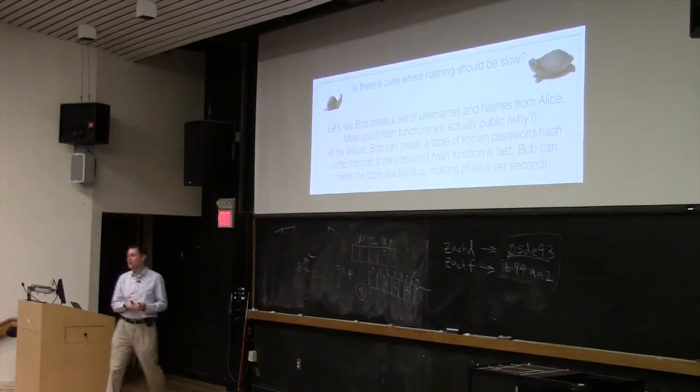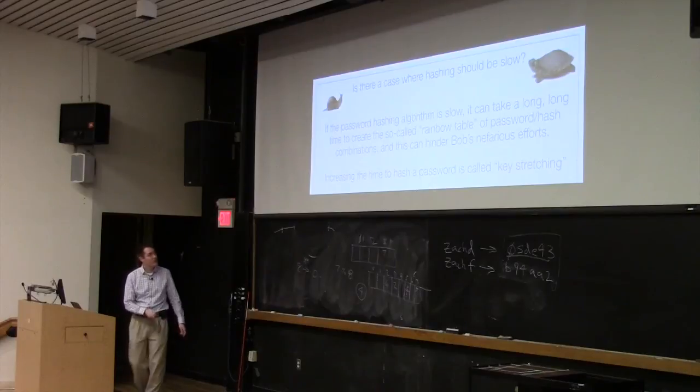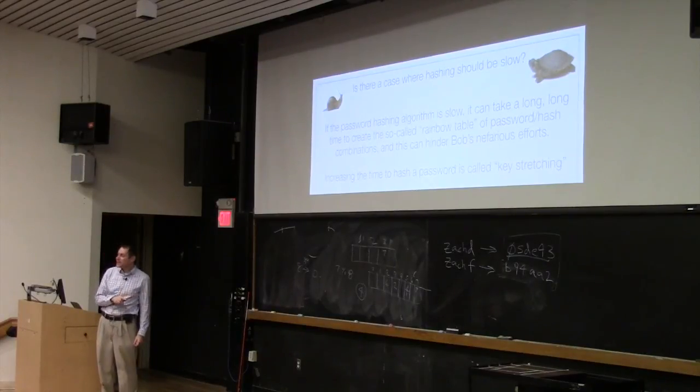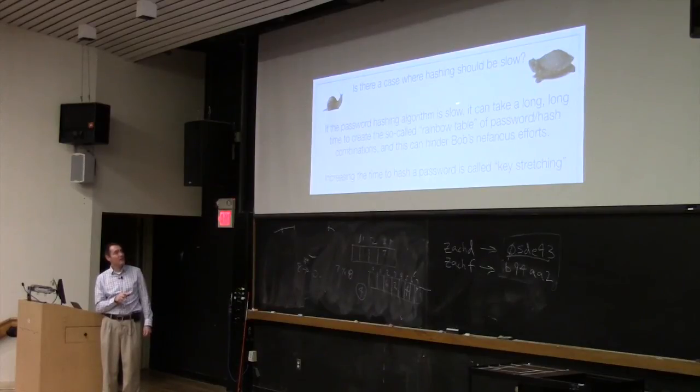You want to make it so that Bob has to take a long time to create all these hashes. In other words, you want to make it so that it takes like a second to create one hash. Oh, that would be forever for a computer, right? If you can make your computer be really slow to do the algorithm, then it can take forever to come up with this table of password hashes. Okay? Increasing the time is called key stretching.